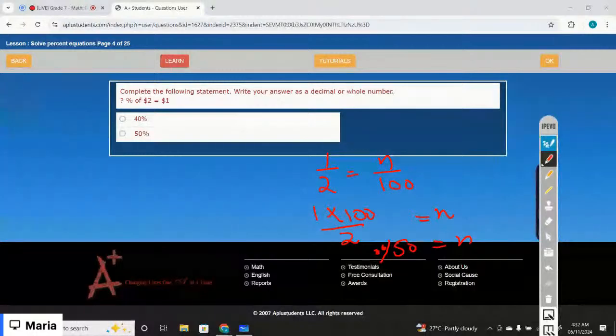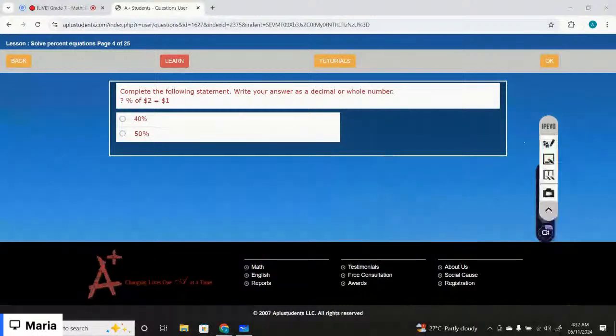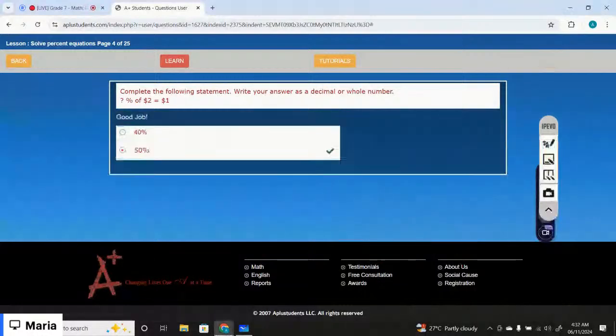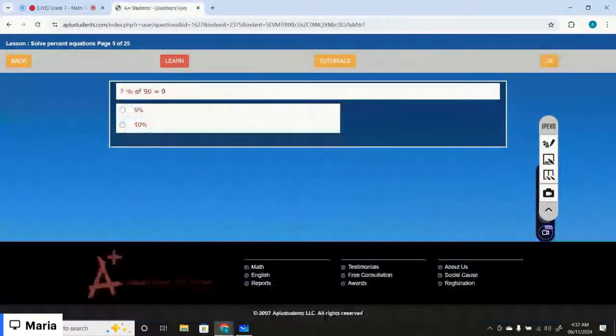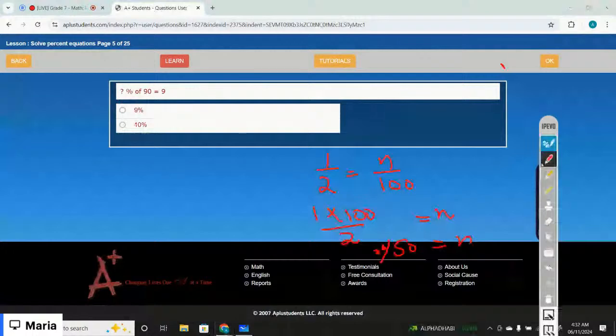So the correct option is 50%, right? The next one is: what percent of 90 is 9? 90 is the whole number, 9 is the part, so that would be 9 over 90. You need to calculate what percent it is. So n equals 9 times 100 over 90.